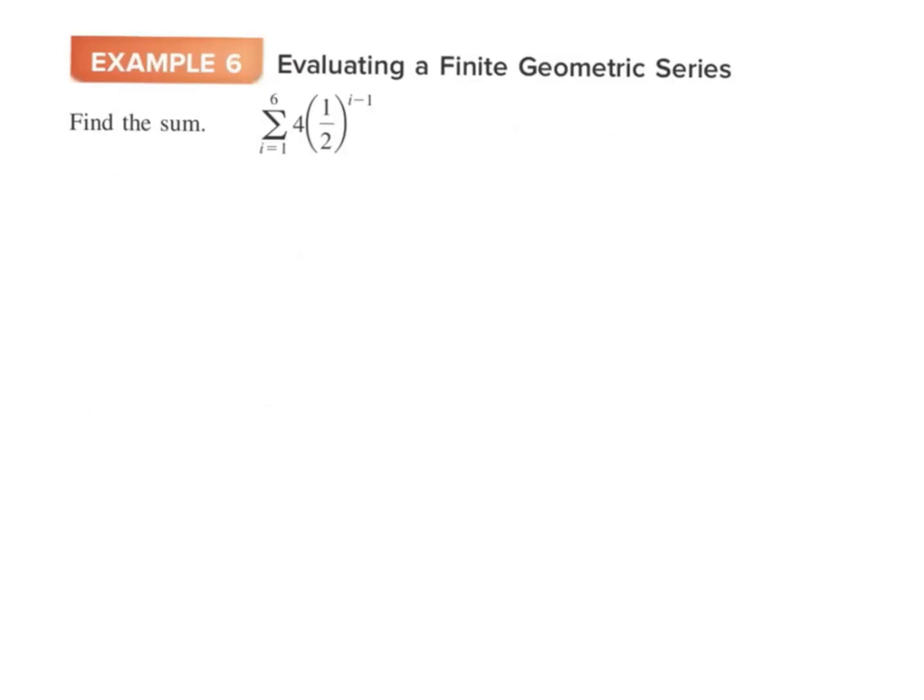Okay, so this is a finite geometric series, which is the same thing as the nth partial sum of a geometric sequence. Those are the same thing. So here we're finding the sum. We have 6 terms. Now, if you know the first term, and you know what r is, and you know how many terms there are, then you'll have everything.